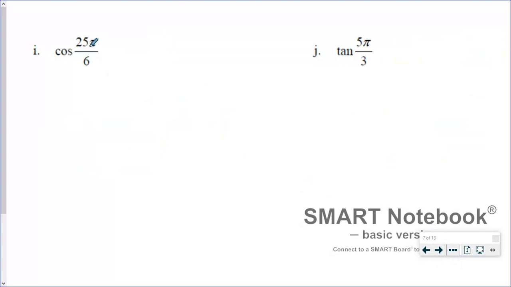All right, continuing on, 25 pi over 6, definitely not on our unit circle. It's too large, so we need to find a coterminal angle. So if I subtract 12 pi over 6, which is 2 pi, I would get 13 pi over 6, still too big. If I subtract 12 pi over 6 again, I get pi over 6. So this is the same as the cosine of pi over 6, which is simply the square root of 3 over 2. And then tangent of 5 pi over 3, that's just negative the square root of 3.